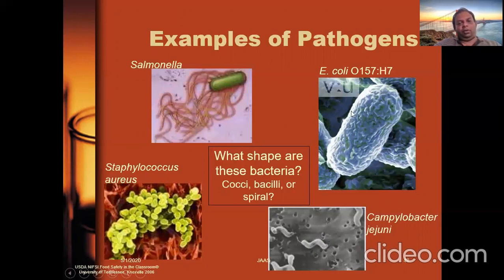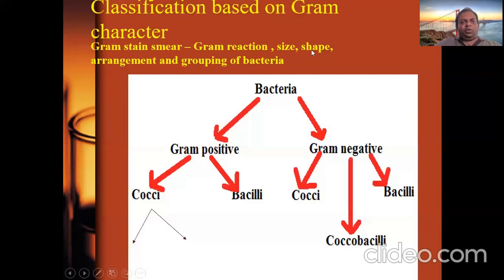Coliforms, E. coli. When you learn bacteriology, or any subject, it's better to make a classification. Here there is a staining procedure, the Gram stain. Mainly bacteria are classified as Gram positive and Gram negative.